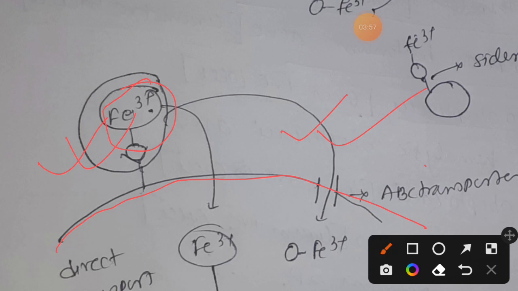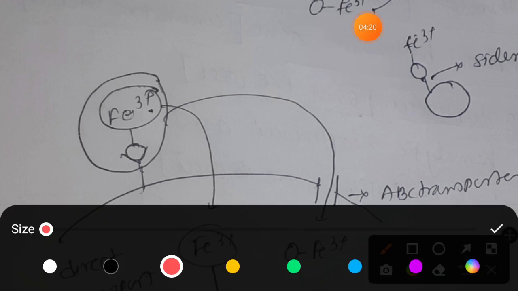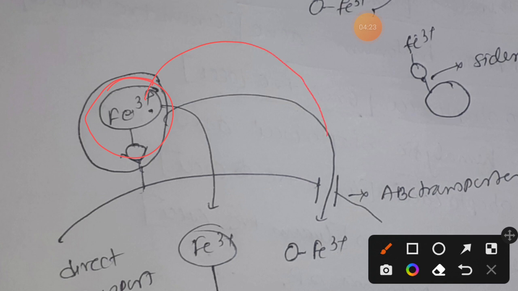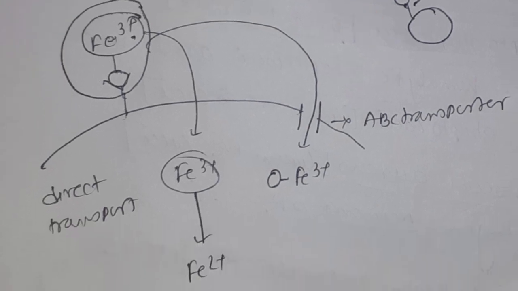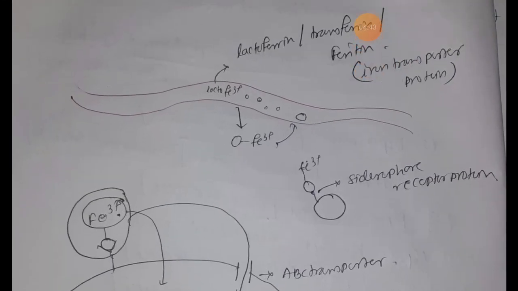There can be two possibilities. One possibility is that the siderophore simply releases the Fe3 plus ion so that it can enter directly inside the bacterial cell by some mechanism. Another possibility is that the entire siderophore Fe3 plus complex is transported via an ABC transporter. Inside the bacterial cell the siderophore is separated from the Fe3 plus, and Fe3 plus is converted into ferrous iron that can be readily used by pathogenic microorganisms. So that is the basic concept behind the siderophore.